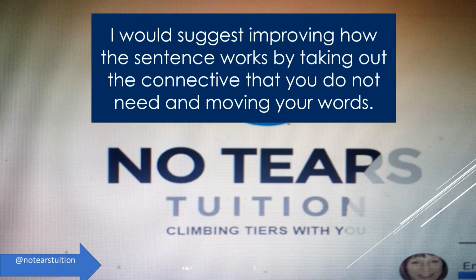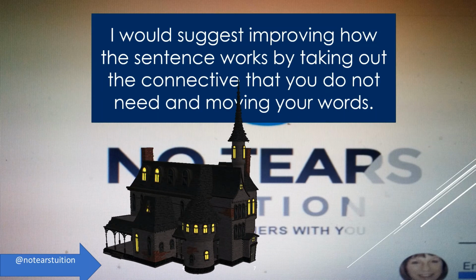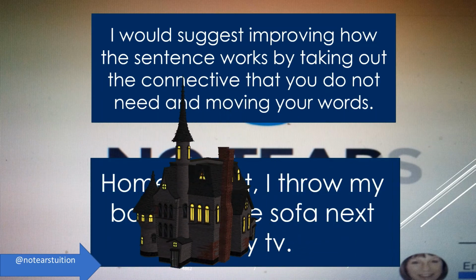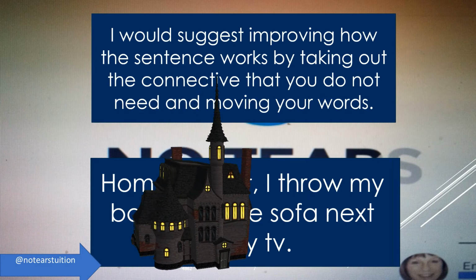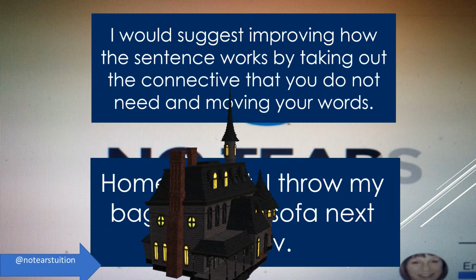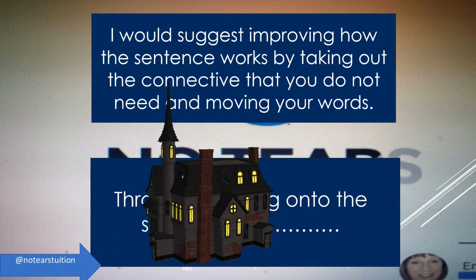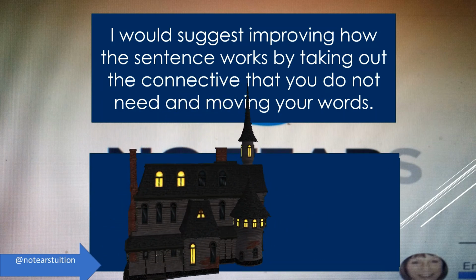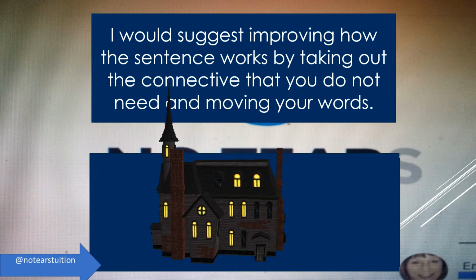I would suggest improving how the sentence works by taking out the connective that you don't need and moving your words about until you're sure that you're creating the right effect. You might write, walking through the door, I throw my bag onto the sofa next to my TV. Home at last, I throw my bag onto the sofa next to my TV. Throwing my bag onto the sofa, and so on.